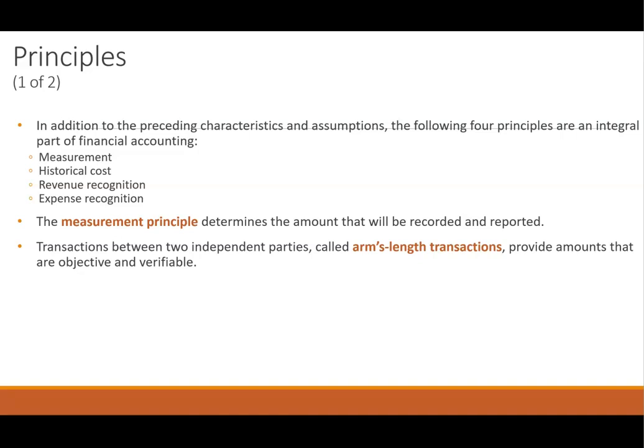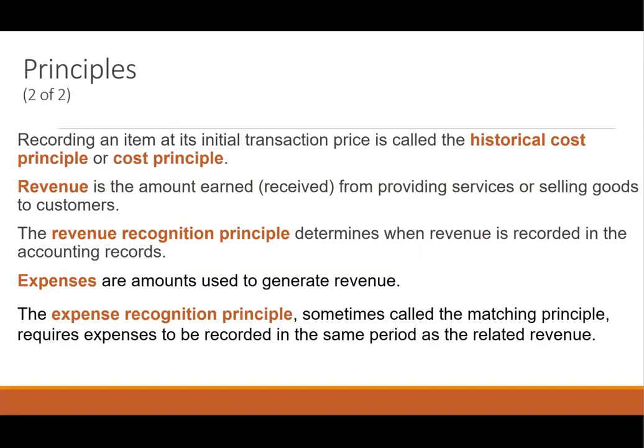So when we look at how much we measure transactions by, we're looking at it in the form of what we call an arm's length transaction between two individuals that aren't related, and what's fair. What would a normal transaction entail between two people? Recording an item at its initial transaction price is called the historical cost principle, or just cost principle.